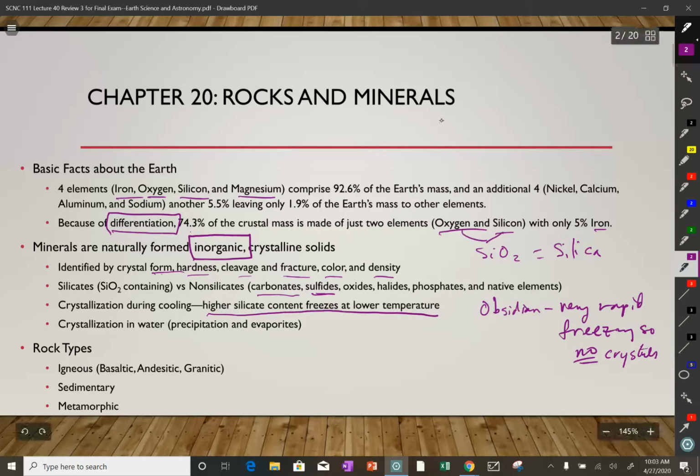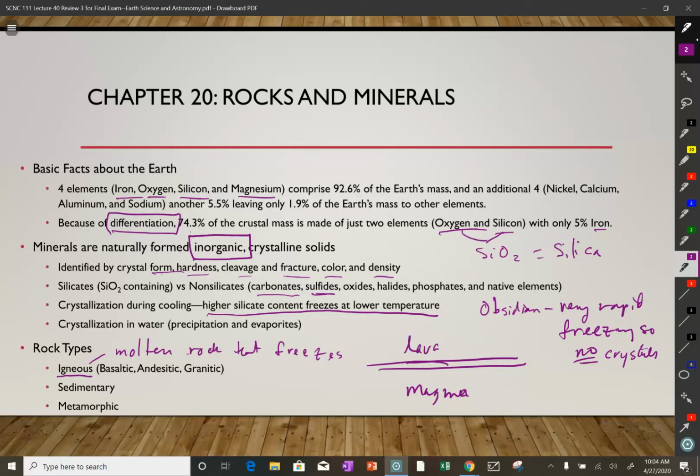Rock types: igneous rocks are molten rock that freezes. And remember, magma is below the surface. So here's the surface of the Earth. Magma is molten rock below the surface, and above the surface it's called lava. So there is no fundamental difference in what the contents are of magma and lava. It's simply where you find them.